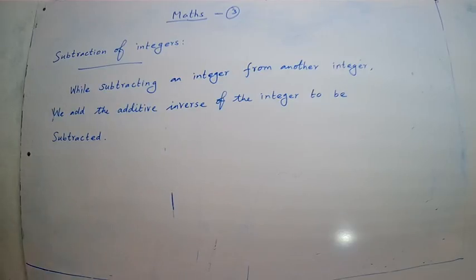Listen children, the next topic is subtraction of integers. Addition of integers is finished. That is two rules. Don't forget those rules. Always remember the rules. Now subtraction of integers. While subtracting an integer from another integer, we add the additive inverse of the integer to be subtracted.